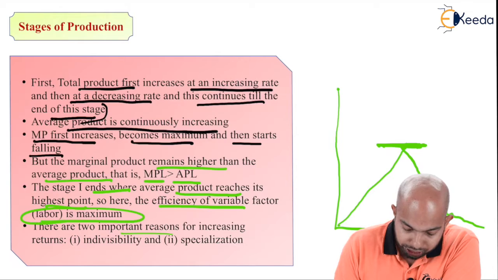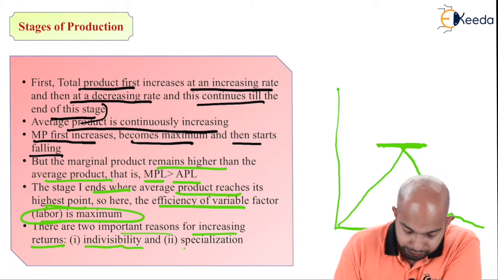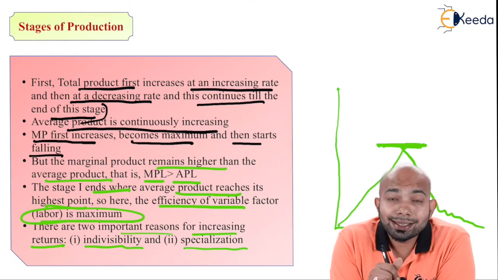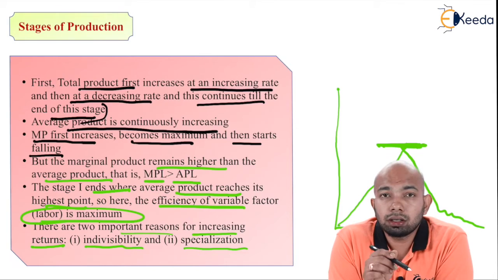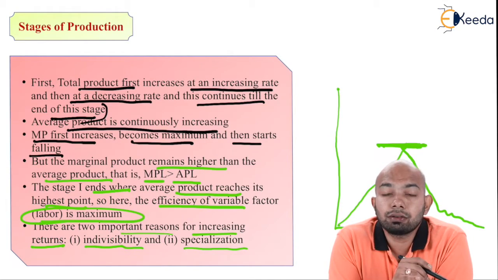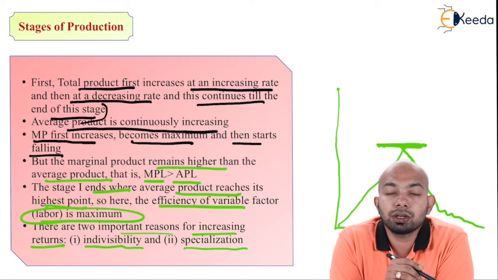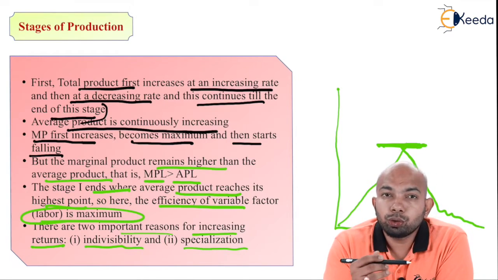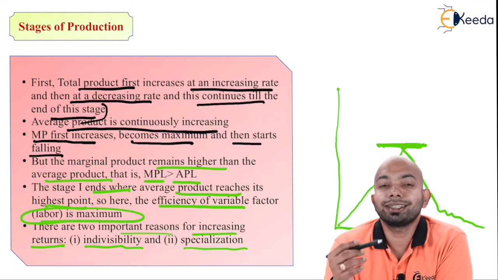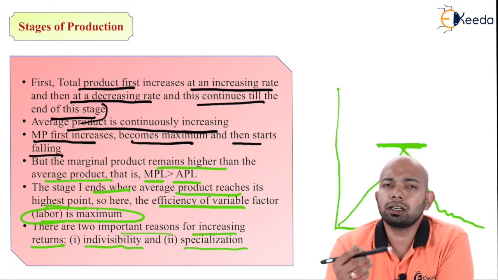There are two important reasons for increasing returns. First is indivisibility and the second is specialization. Now, why is there an increasing return here? If you remember the first stage that we spoke about, we understood that it is going to increase at a faster rate when it starts, then it is going to reach a point and then increase again but at a slower rate.